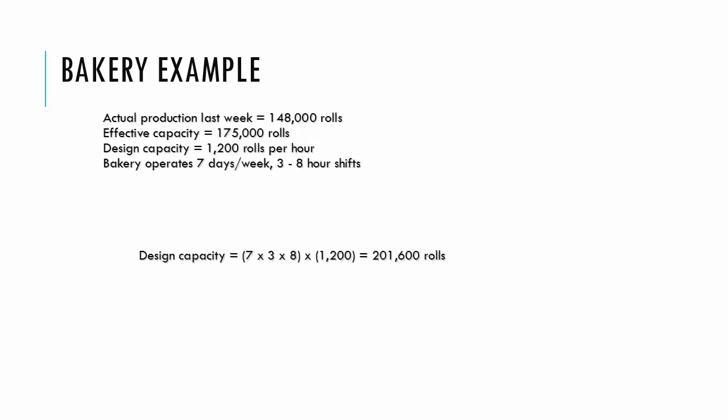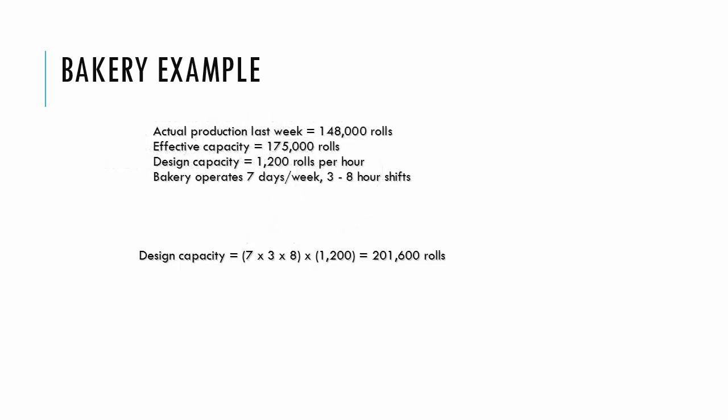In this example, we are making delicious cinnamon rolls. We have some data that is relevant. We have the design capacity given to us in 1,200 rolls per hour, the operating hours of the line, the effective capacity, and finally, the actual number of rolls produced by the line last week. We should convert the design capacity into the same units, rolls per week. To do so, we simply multiply the design capacity in rolls per hour by the number of hours in the week.